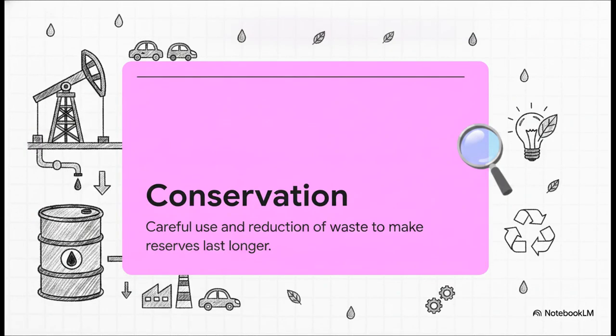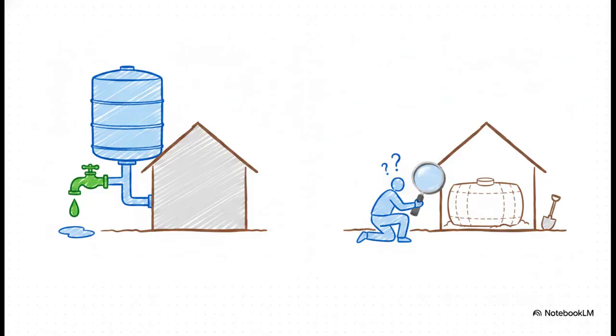Because it takes so incredibly long to form, we absolutely have to practice conservation. But what does that actually mean in a biology context? Well, conservation is basically just the careful use of a resource and the reduction of waste. Our main goal here is to stretch out our limited, existing supply of crude oil for as long as humanly possible.